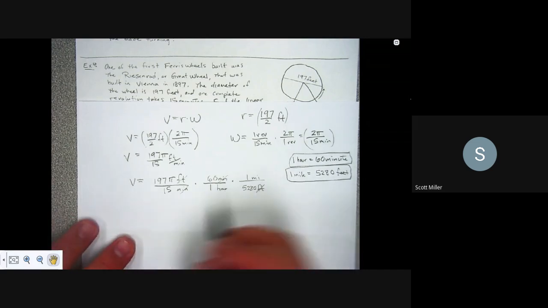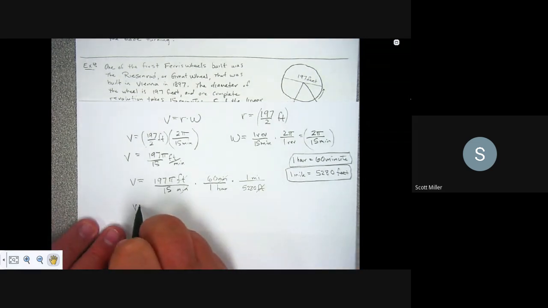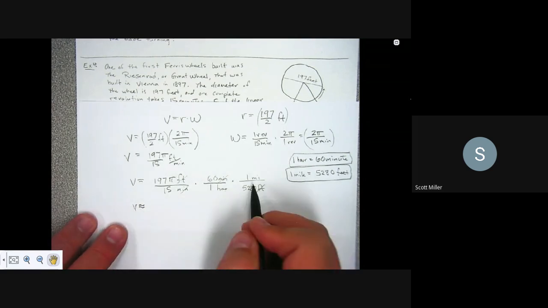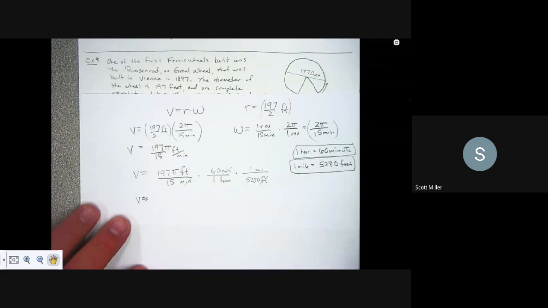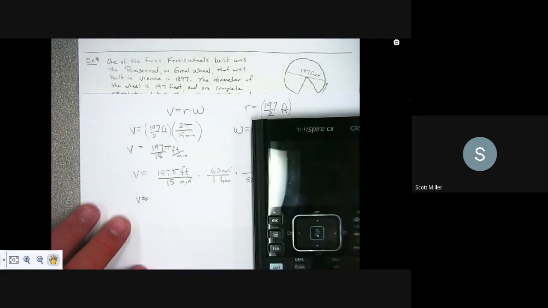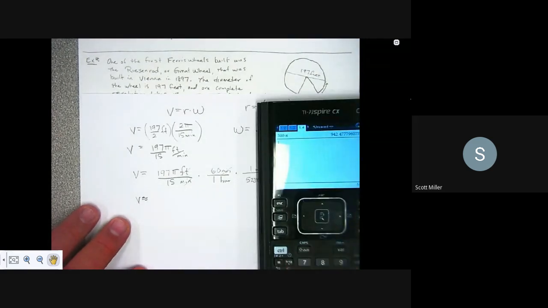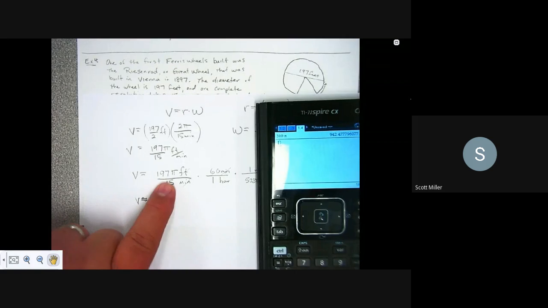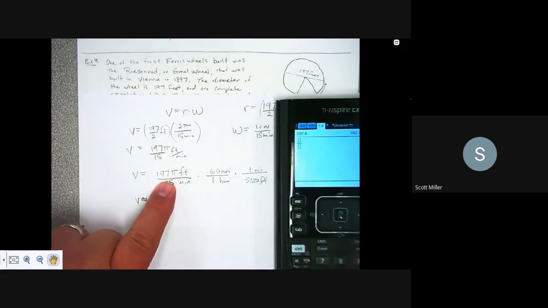At this point, you may grab your calculator. I don't need you to do all this by hand. We can just use our calculator to get an approximate value here, as long as I see this action up here. Type it all in. Use your calculator's fraction key. Makes it a lot easier. And just type all the stuff across the top. So it'll be 197 times pi times 60. And on the bottom, it's going to be 15 times 5,280.